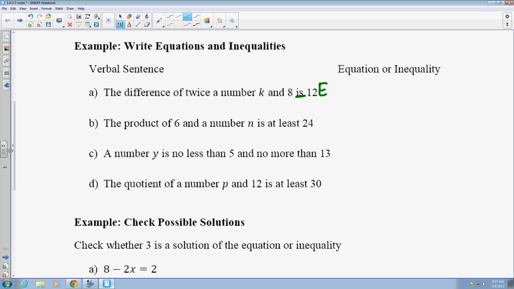Difference is going to mean subtraction. So we know we're going to use subtraction. Twice a number k, which means 2k, and 8 is 12, equals 12.